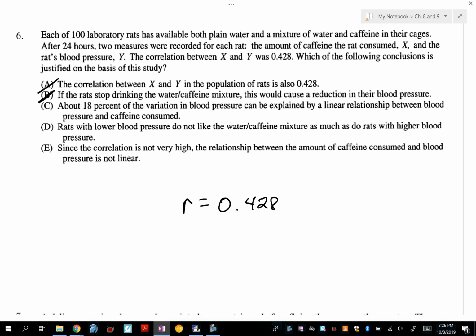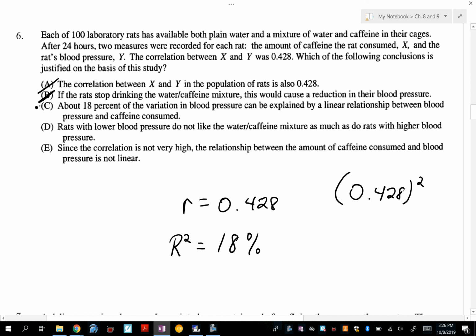C is interesting. About 18% of the variation in blood pressure can be explained by the linear relationship between blood pressure and caffeine consumed. That sounds like something we've talked about. Anybody know what that is? That's what it is, Liam. It's r squared. So just out of curiosity, those of you that have a calculator, what is 0.428 squared? Because that'd be r squared. Thank you for that. That's why I said those with the calculator. Oh my gosh, it's 18%. So I think that might be it. Let's come back to it.